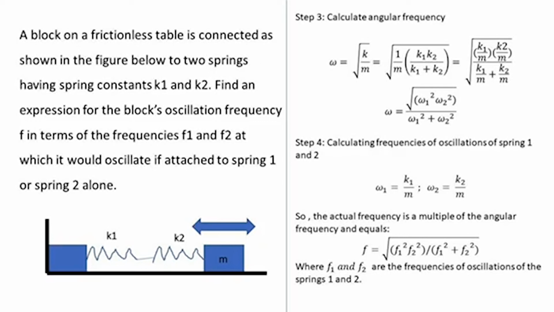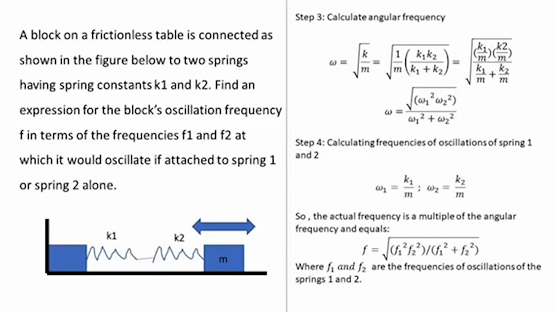So you'll see we start with the normal angular velocity equation, and then we substitute everything that we found in the previous steps. Then we use that to calculate the frequencies of the oscillations, and we're going to do it for both spring 1 and spring 2. So those are going to be two separate equations.